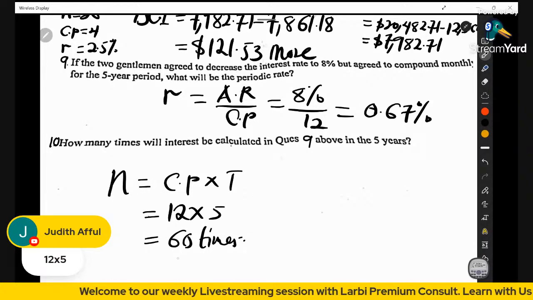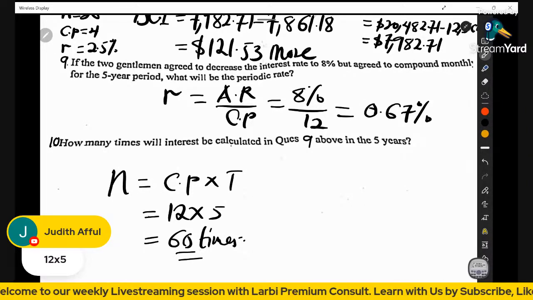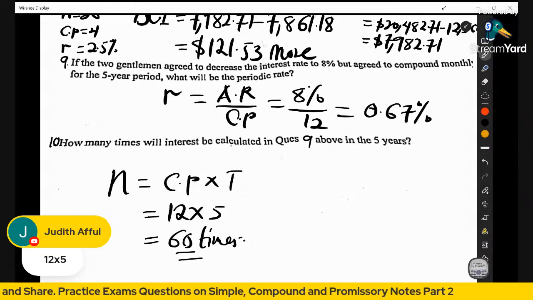So let's take note of that. This is the number of times interest is going to be computed if it is compounded monthly for 5 years. Let's take note of that. Any question up to this stage?